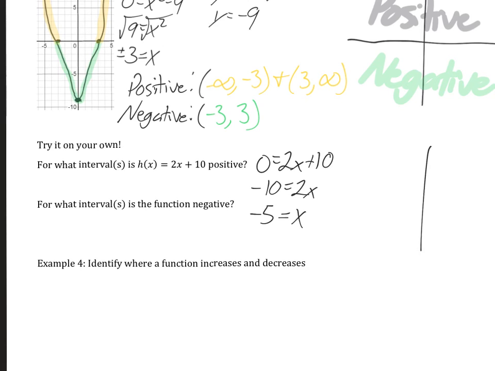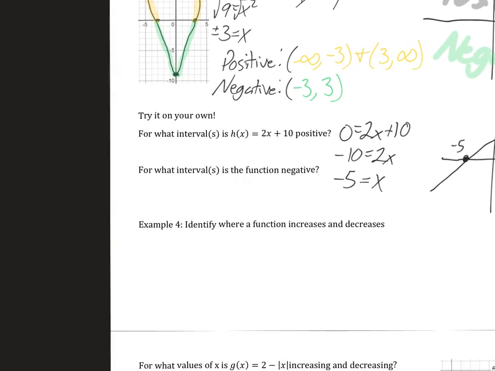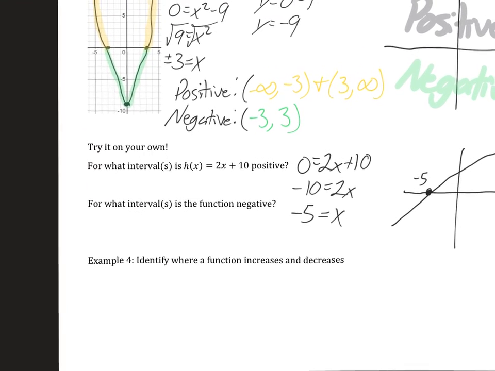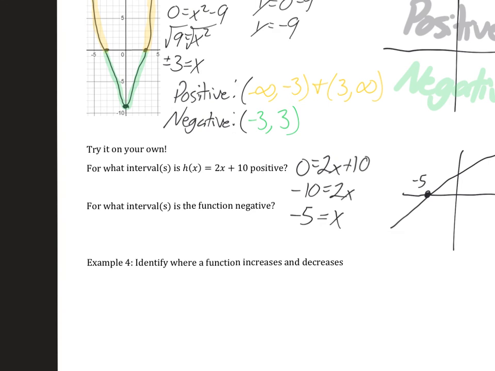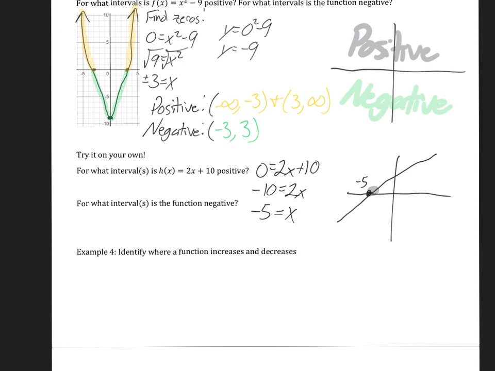So that tells me, looking at my slope, it's positive, right? So at negative 5, we have a line that's going up, or not straight up, but like off to the side. Okay, so where is this thing above the x-axis? Well, it hits the x-axis right here, and then it goes up forever. So that tells me that my positive interval is going to be from negative 5 all the way to infinity.